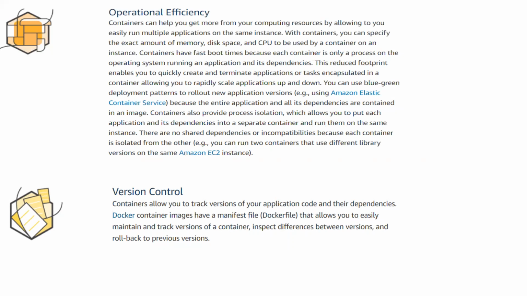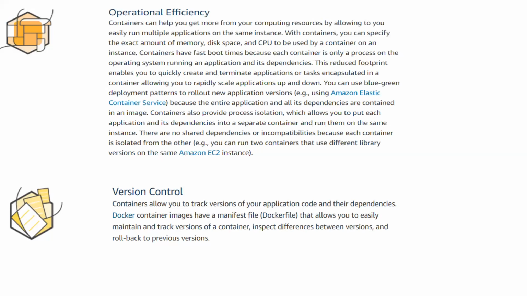And the fourth one is version control. Containers allow you to track versions of your application code and their dependencies. A Docker container image has a manifest file. Firstly, I will tell you this: in an AWS server, once the deployment automation is started, the container will be creating a Docker image. This is what a container does. Docker is in a container where the container is creating a Docker image that has all the application's code, configurations, and dependencies. And all this stuff is created as an image, which is nothing but a Docker image.